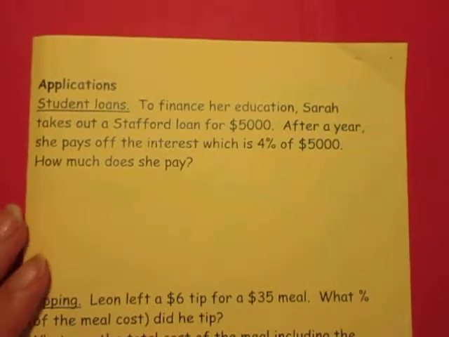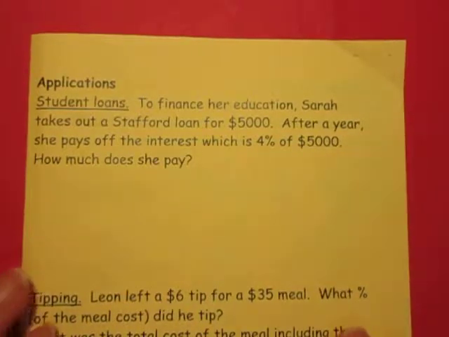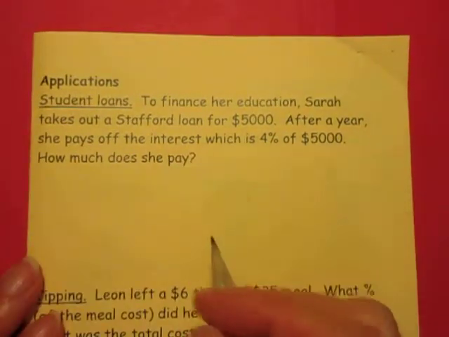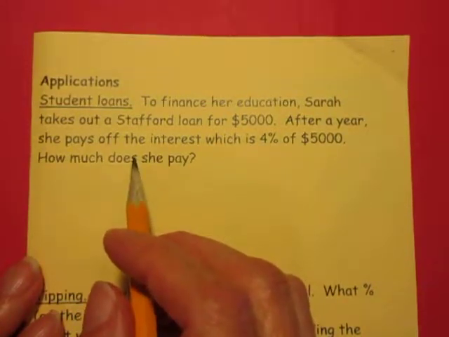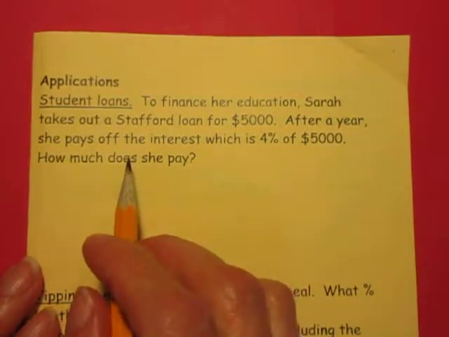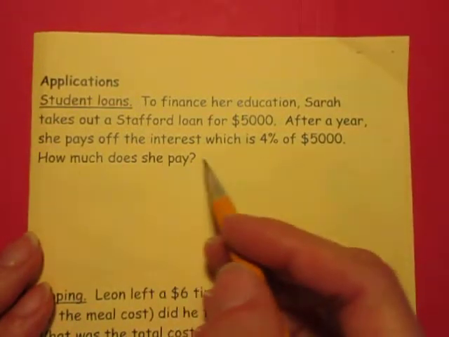Okay, in this video, we're going to start working on some applications that make use of some of the percent skills that we've been talking about. This first problem here, we have a student loan. To finance her education, Sarah takes out a Stafford loan for $5,000. After a year, she pays off the interest, which is 4% of the $5,000. How much does she pay?